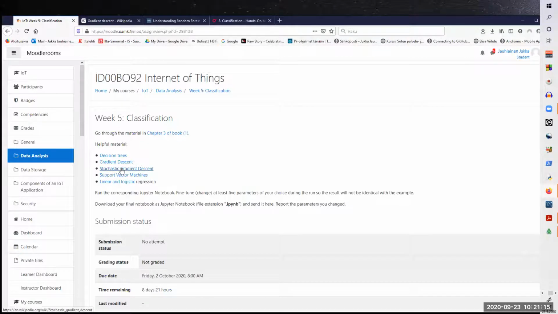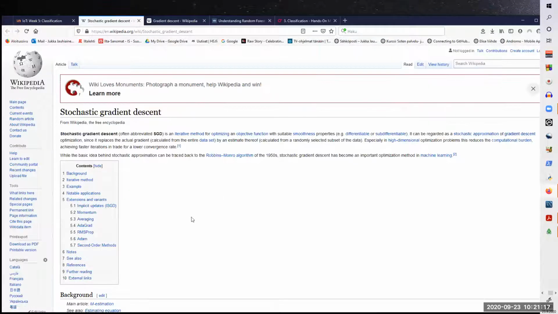The stochastic gradient descent is a randomized version of gradient descent. So in this method, you don't calculate the entire gradient in the entire dataset, but estimate it by taking some randomized subset of the data. And when you have high dimensional, so you have many parameters in your optimization problem, this reduces the computational burden.